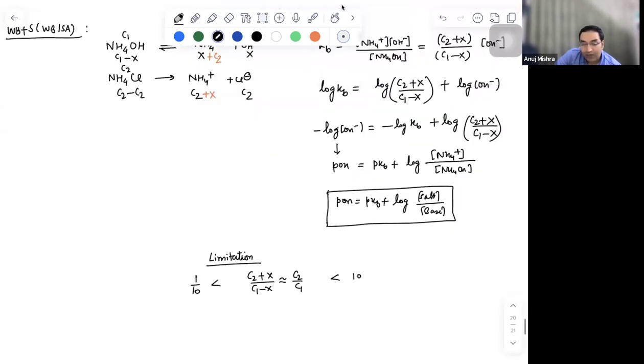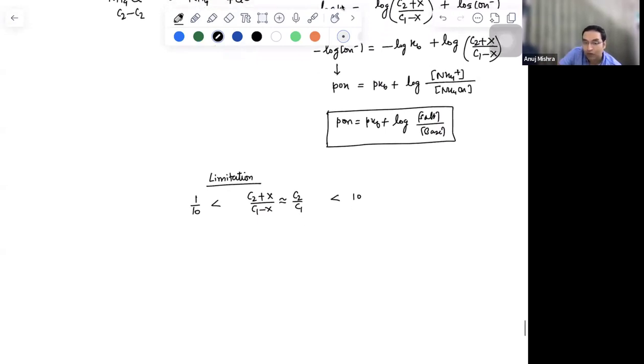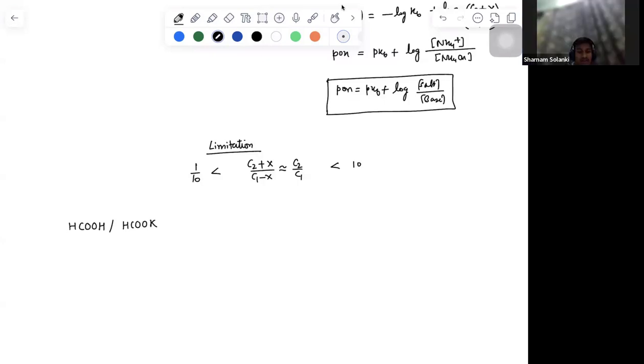Now, after telling this, the next part is finding out the weak acid conjugate, weak acid with strong base. This itself is a task. So I'll give you a list of things. You have to tell me whether they are buffer or not. Okay, Sharanam ji, is this a buffer or not? HCOOH with HCOOK, is it a buffer or not? The weak is strong.